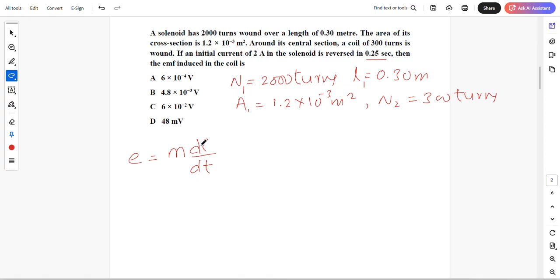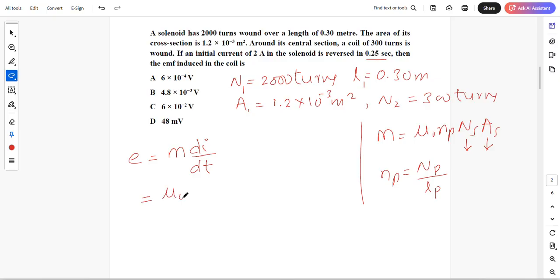We know that first you have to calculate M. How to calculate M? M is equal to the formula for coefficient of mutual inductance. M is equal to mu naught into Np into Ns into As. What is Ns? Number of turns in the secondary coil. And what is As? Area of the secondary coil. What is Np? Number of turns per unit length in the primary. You can write it as N1 by L1. Understood. So I can write the formula for M as what?